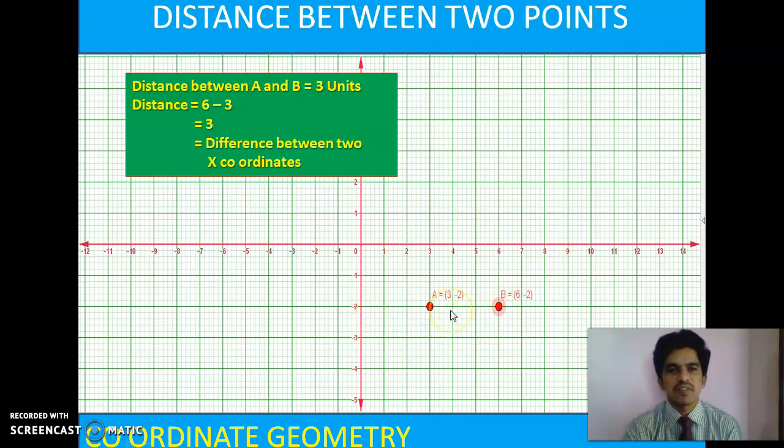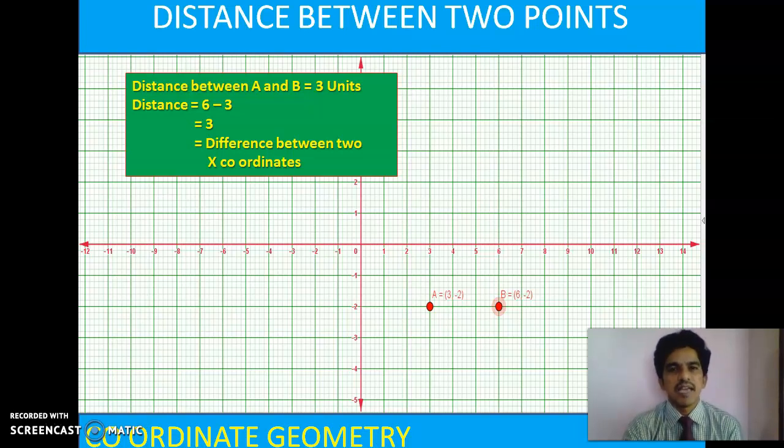Here you can simply see the distance from A to B. This is 1, 2 and 3. So here the distance is 6 minus 3, which is 3. Now it's actually the difference of the x coordinates. So when you have 2 points in the coordinate plane which are either on the x-axis or forming a line segment parallel to the x-axis, and you want to calculate the distance between these 2 points, it's very simple. You just find the difference of the x coordinates. That's enough, because their y coordinates are already equal.